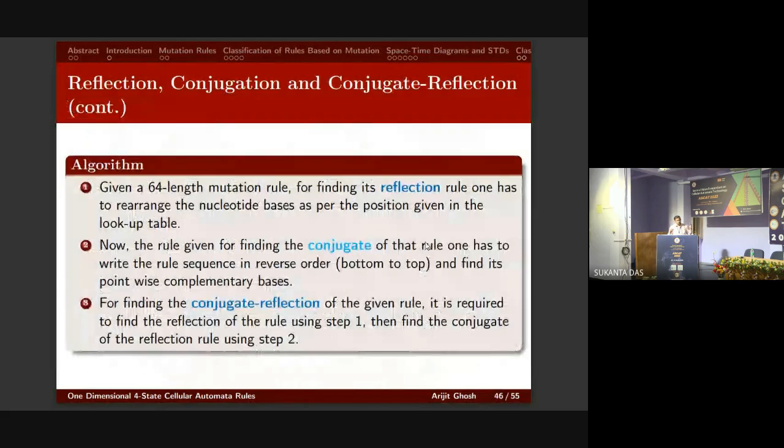So from this lookup table, we can have an algorithm where we can find the reflection rule. We have to rearrange the nucleotides as per the positions given in the lookup table. And from that lookup table, we have to write the reflection rule.